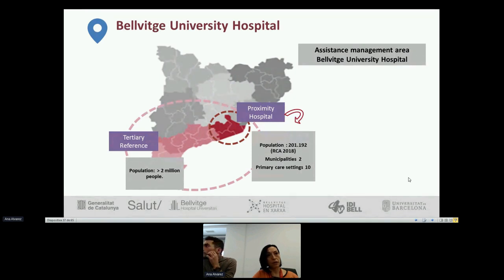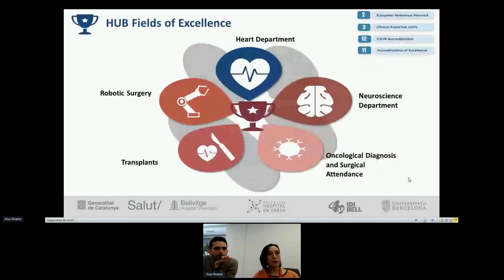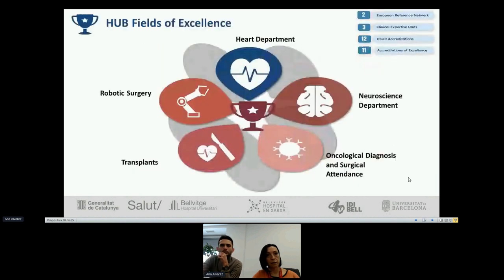We are a high technological hospital with all those beds: normal beds, ICU beds, post-operative beds, critical cardiologic beds too, and we have 33 operating theaters and a lot of points to examine and care for our patients, with more than 130 high technological equipment. Those figures with the asterisk are because the COVID pandemic has made us grow, so we can achieve a better assistance for our patients. These are our top fields of excellence: health department, neuroscience department, oncological, transplants, and robotic surgery.